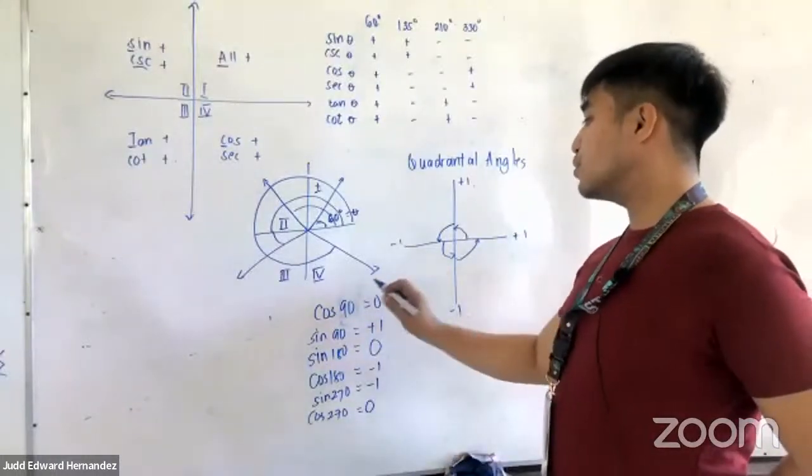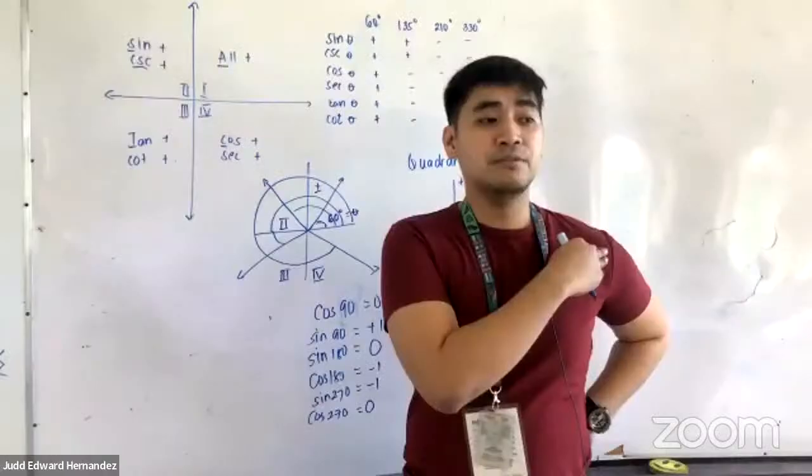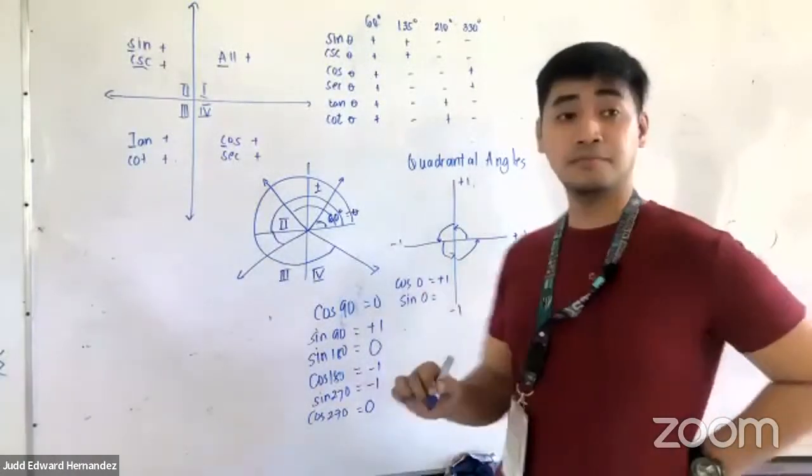Okay. Do we have cosine 0? Yes po. Do we have cosine 0? Yes. And that is positive 1. Do we have sine 0? Wala po. Therefore, that is 0. Are we clear?